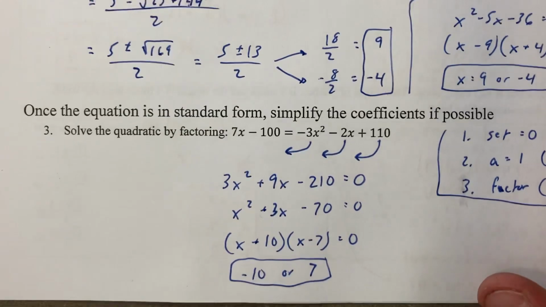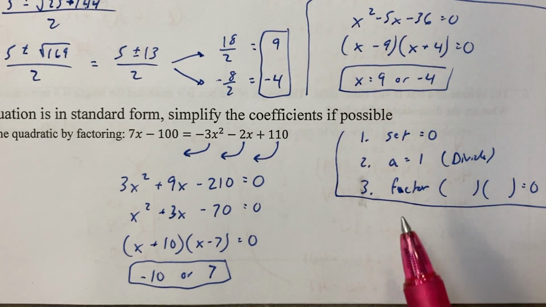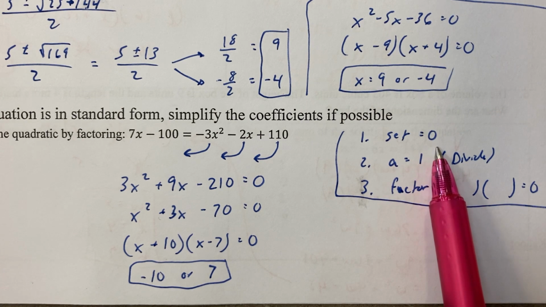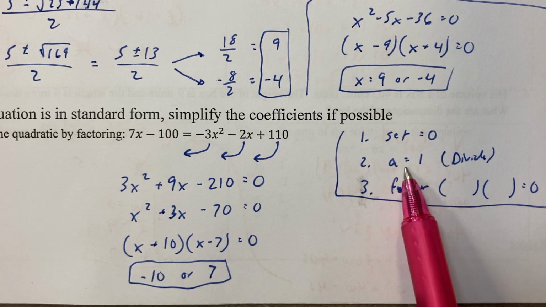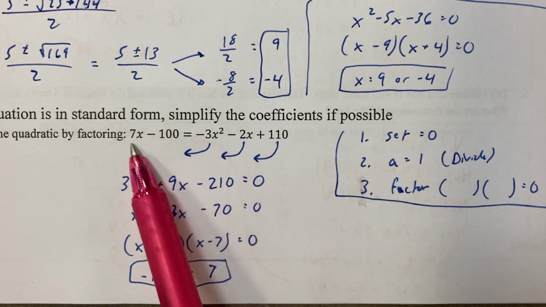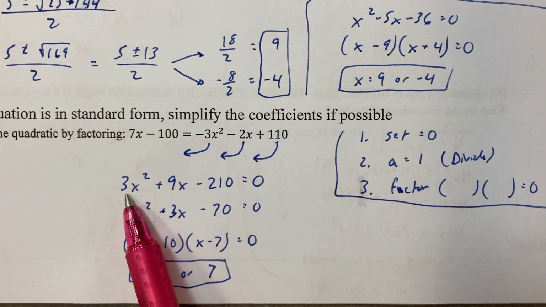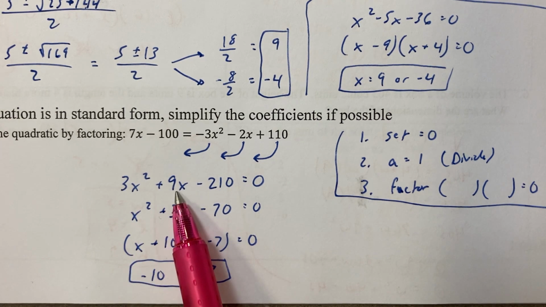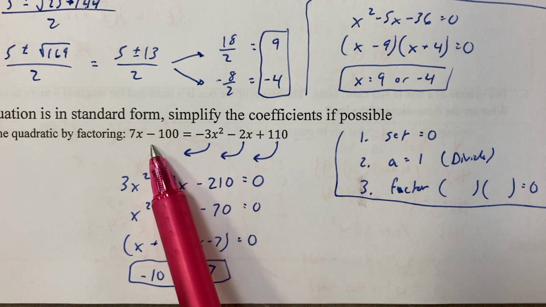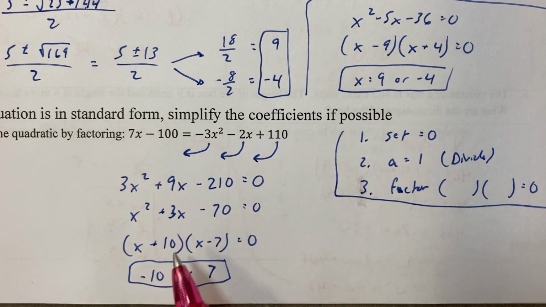For number 3, let me spell it out here. Step number 1, set it equal to 0. Step number 2, you want a equals 1. So here we have it. I need to take all this stuff and move it over, like terms. And it turns into this. I got my 3x squared. I have my 9x by adding 2. And I've got my 210 by subtracting 110.